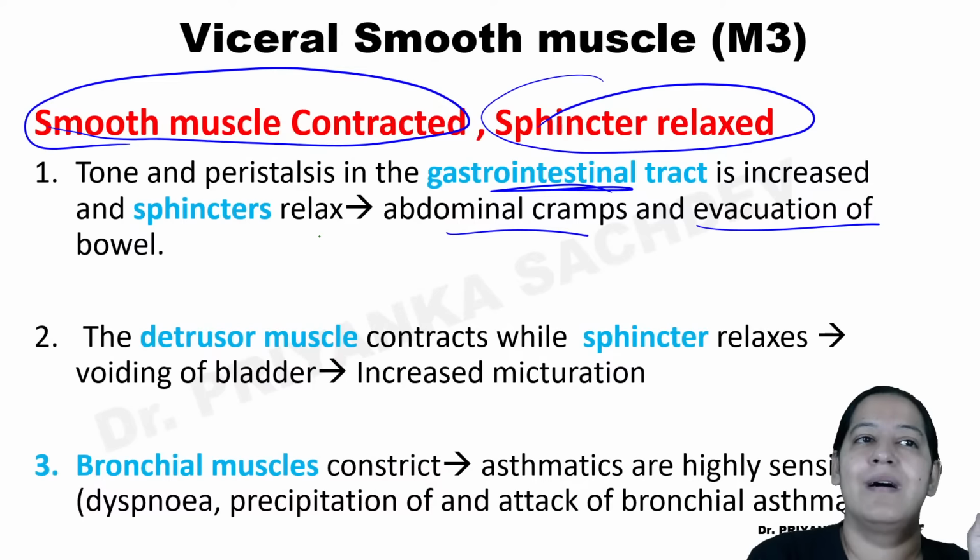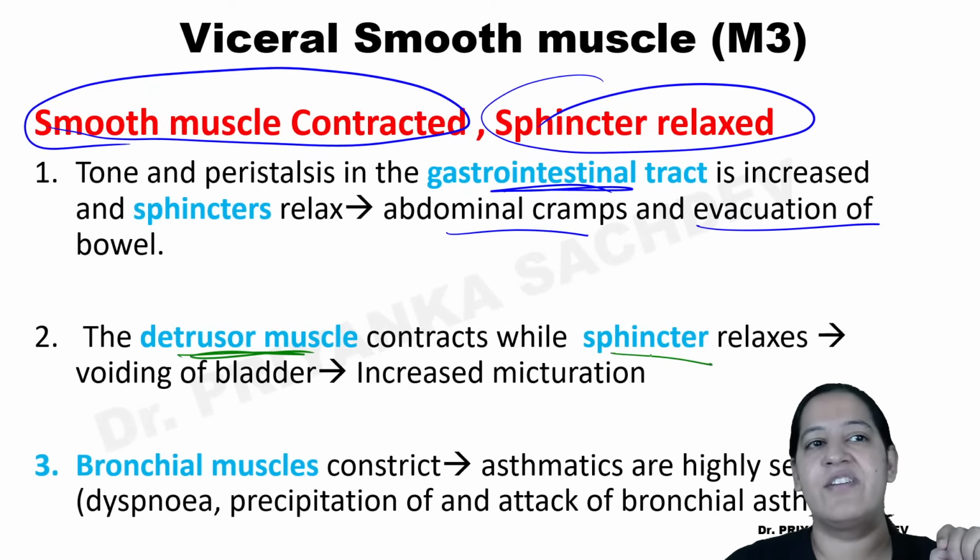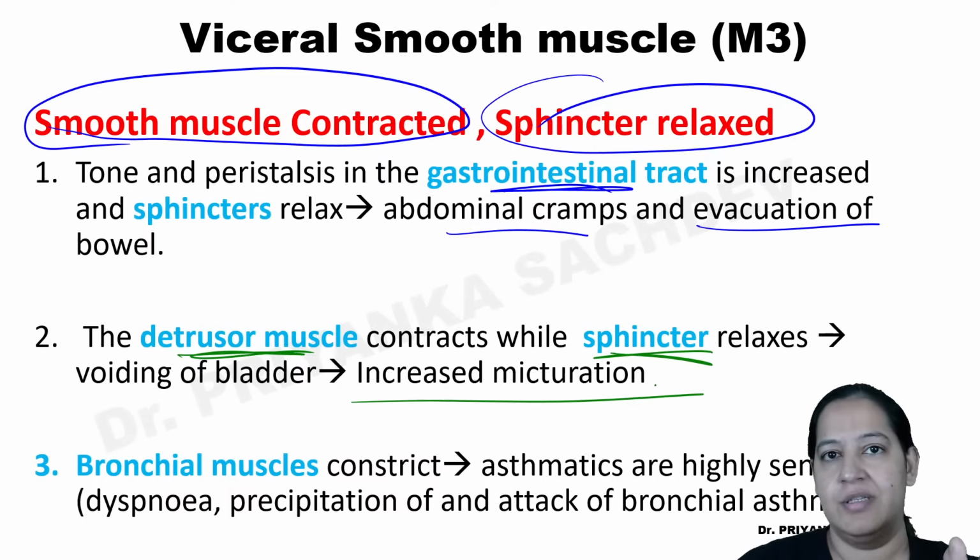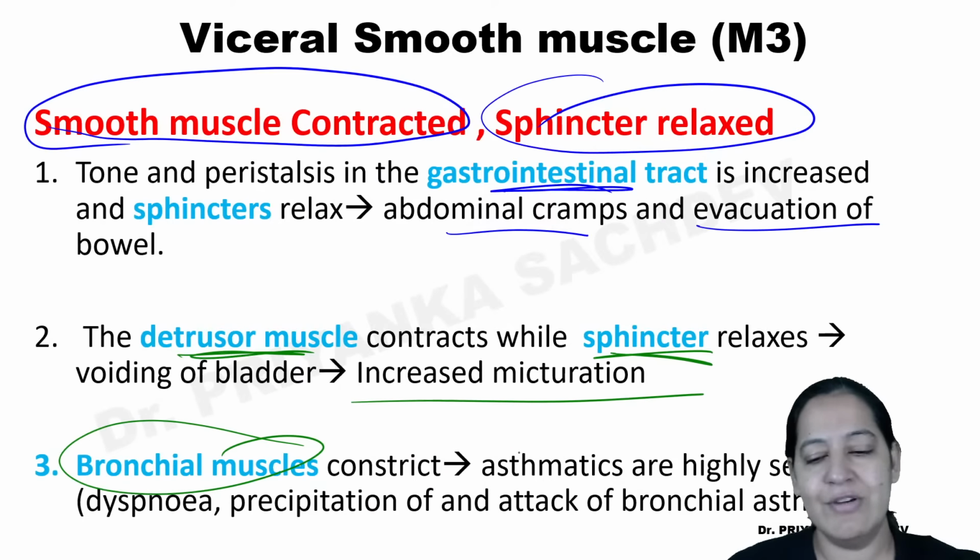Done. So about the GIT I am clear. Detrusor muscle contract and sphincter relax, so increases micturition. Done. And last is lungs. In lungs, we don't have sphincter.